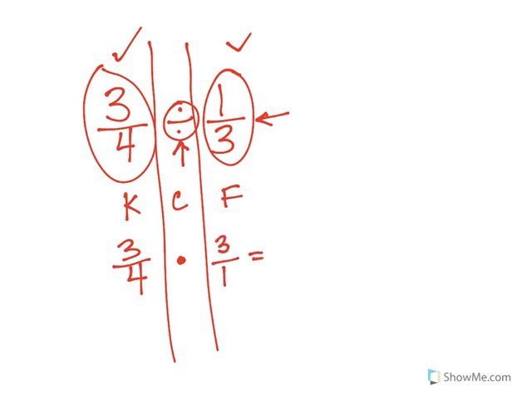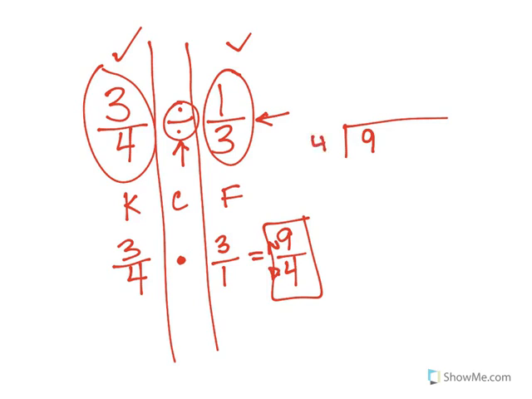Now that you've turned it into multiplication, go ahead and multiply. 3 times 3 is 9. 4 times 1 is 4. Now, if you did this, great job. However, look at your final answer. The little guy is carrying the big guy. Don't do that. What do you do when the little guy is carrying the big guy? You divide. Numerator starts with an N. It goes on the inside. Denominator on the outside. All right, now let's divide.